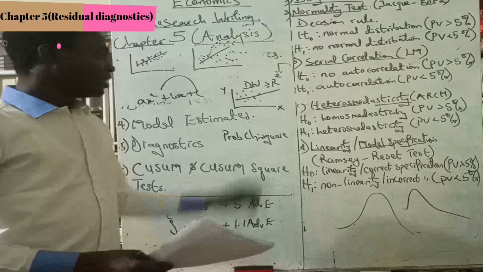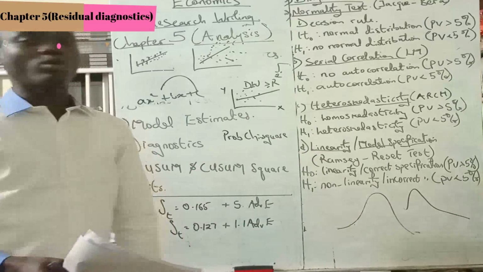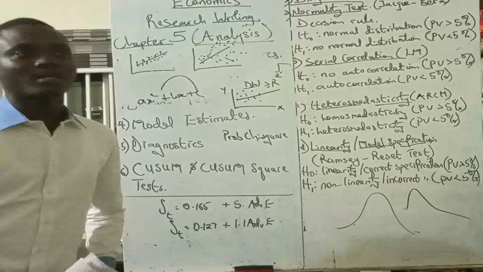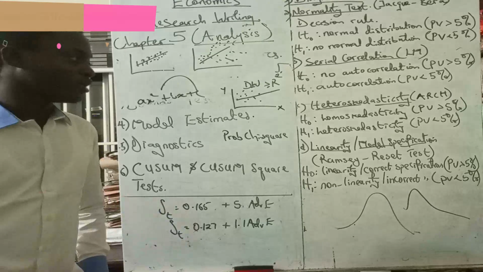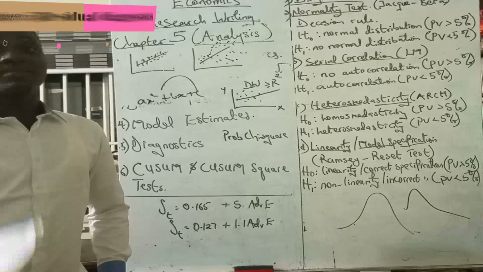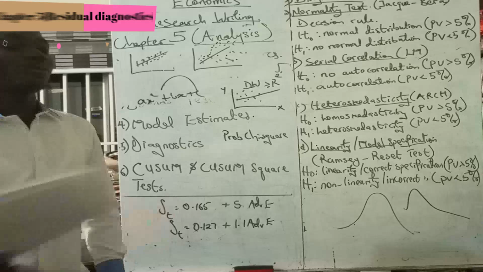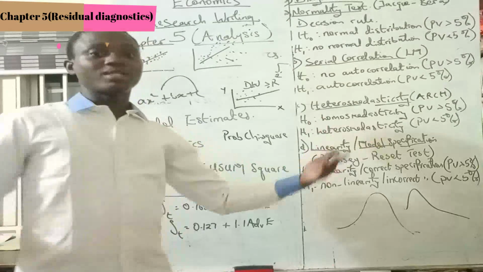Okay, so if the p-value here happens to be like 0.1562, 0.1562 is greater than 0.05, which means insignificant. That is, not statistically significant. So we fail to reject the null hypothesis that says that our model is correctly specified. That is, the model is correctly specified.